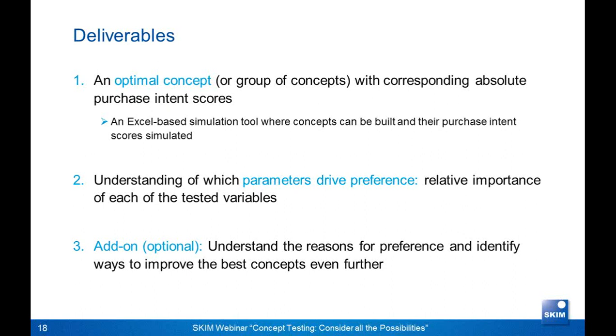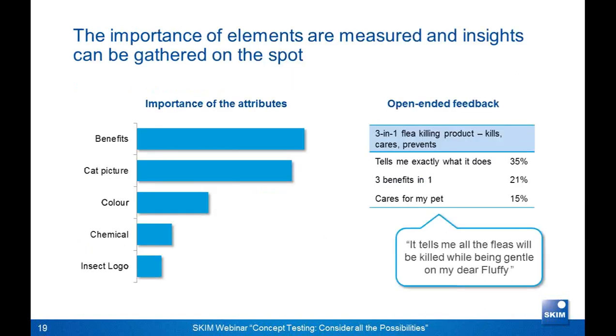You would understand the relative importance of each of the tested variables. And optionally, you could also try to understand the reasons behind preference and identify ways to improve the best concepts even further. You will be able to understand the importance of different elements. For example, you see on the left a graph explaining the importance of different attributes. You will see that the cat picture and the benefits have a huge impact on the choice. So this lets you know that in the future you should really focus on these 2 parts because they're the ones that really impact consumers' choice.